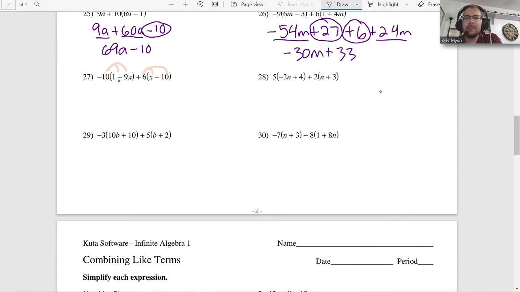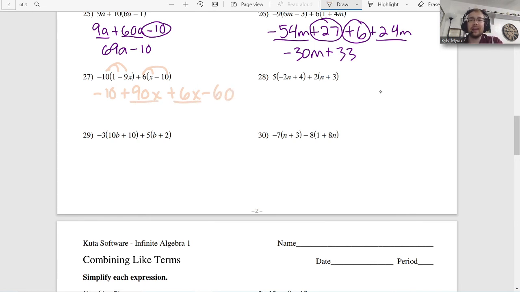So negative times a positive is a negative. 10 times 1 is 10. Negative times a negative is a positive. 10 times 9 is 90 with that x. 6 times x is 6x. Positive 6 times negative 10. Positive times a negative is a negative. 6 times 10 is 60.